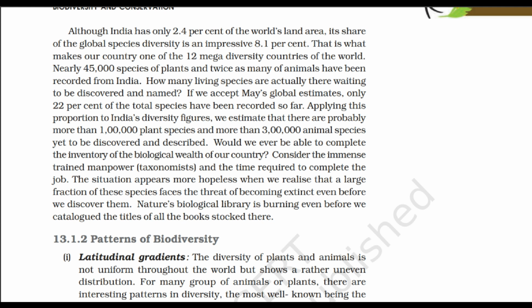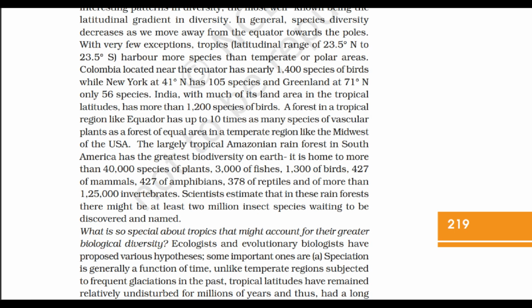Patterns of biodiversity. Latitudinal gradients. The diversity of plants and animals is not uniform throughout the world but shows a rather uneven distribution. For many groups of animals or plants, there are interesting patterns in diversity, the most well-known being the latitudinal gradient in diversity. In general, species diversity decreases as we move away from the equator towards the poles.